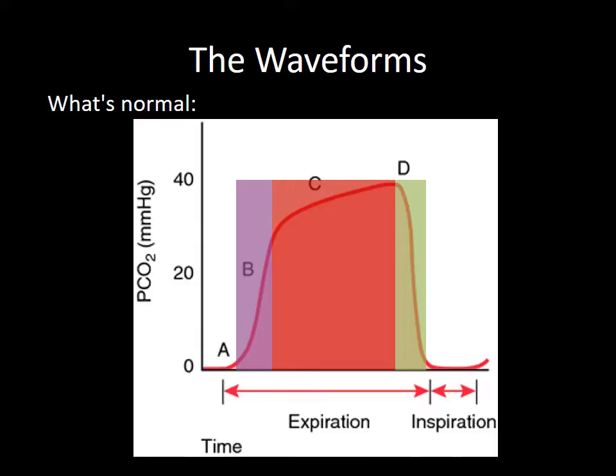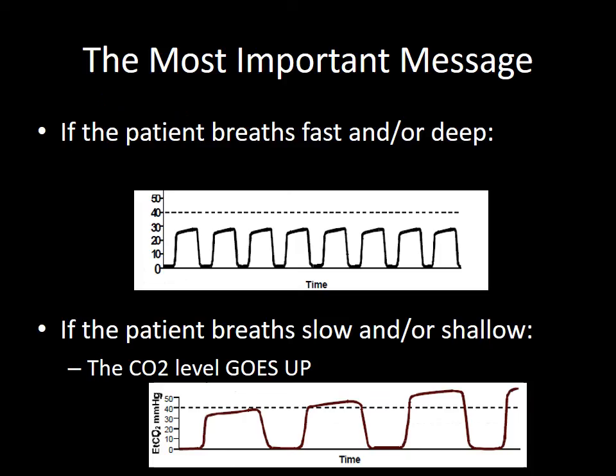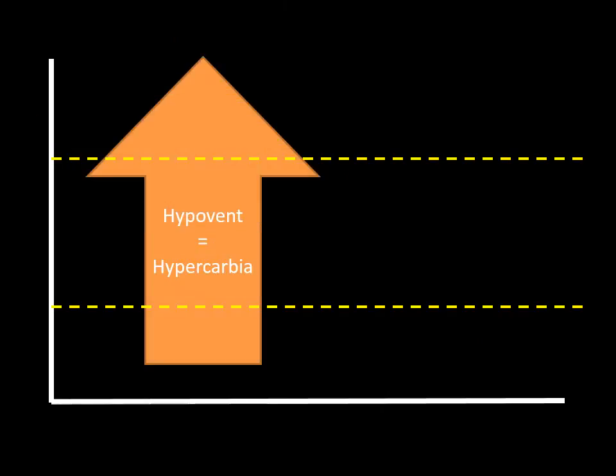So again, this is normal. We have the dead space. We have the alveolar gases finally making it to the sensor, and it plateaus, and then we have inhale going quickly back to 0. All right, so if the patient breathes fast and/or deep, the CO2 level goes down. If the patient breathes slow and/or shallow, remember the carbon dioxide goes up. So hypoventilation equals hypercarbia.